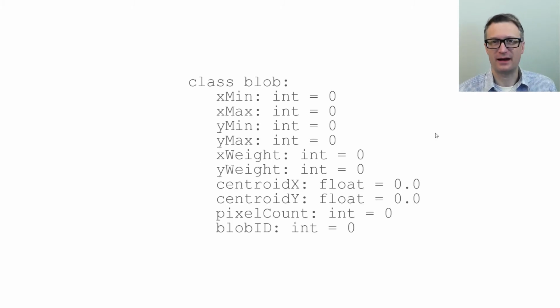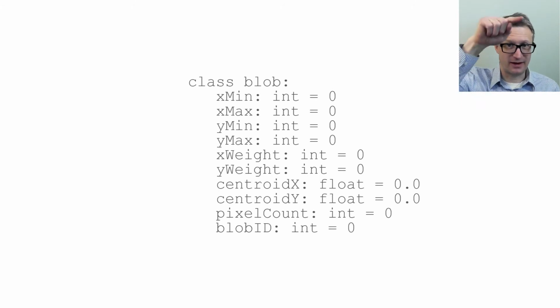All right, and then finally, I have a blob class. I'm keeping min and max x, min and max y, the x weight, the y weight, which is the sum of all of the y coordinates for every pixel. So if I have here, here, here, and here, I'm adding four y values into the y weight. Then I have the centroids, and I'll get to how those are calculated in just a moment.